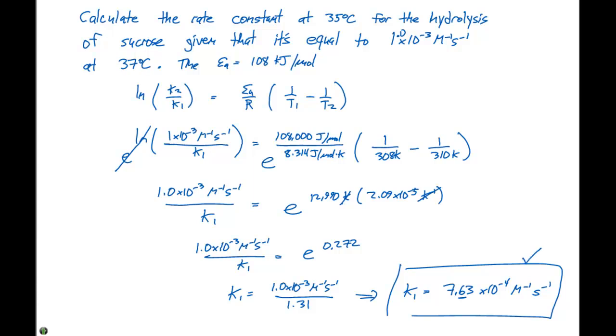So this answer for the rate constant indeed does make sense based on the theories that we were talking about, and we can report that as 7.6 times 10 to the minus 4. So this is how you apply the Arrhenius equation to solve for a particular case, and in these example problems we can solve for any one of these variables, whether it be K1, K2, T1, T2, or the energy of activation.